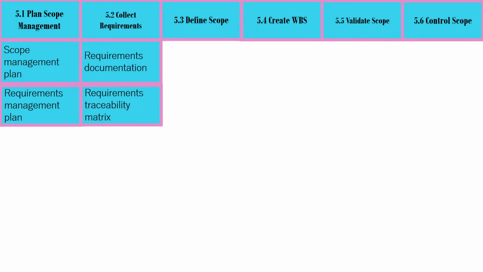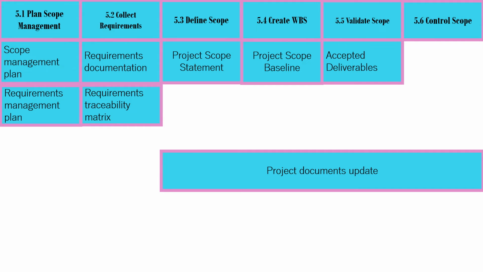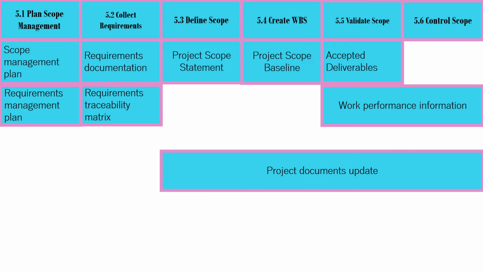The outputs of define scope are project scope statement and project documents updates, which is shared with create WBS, validate scope, and control scope. The outputs of create WBS is project scope baseline. The outputs of validate scope are accepted deliverables and both work performance information and change request, which are shared with control scope. Finally, the output of control scope is project management plan update.